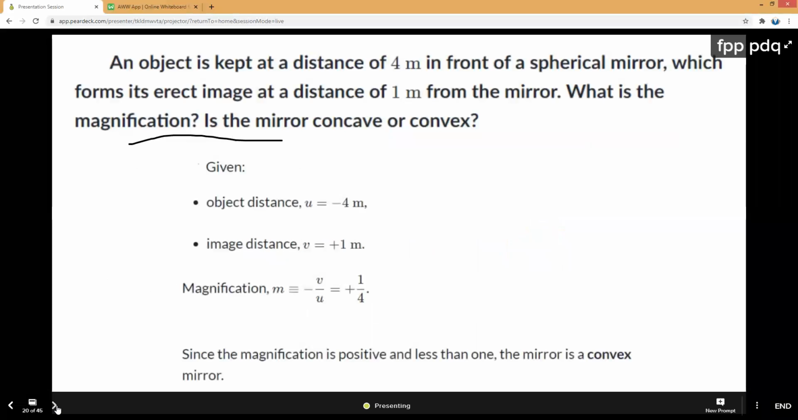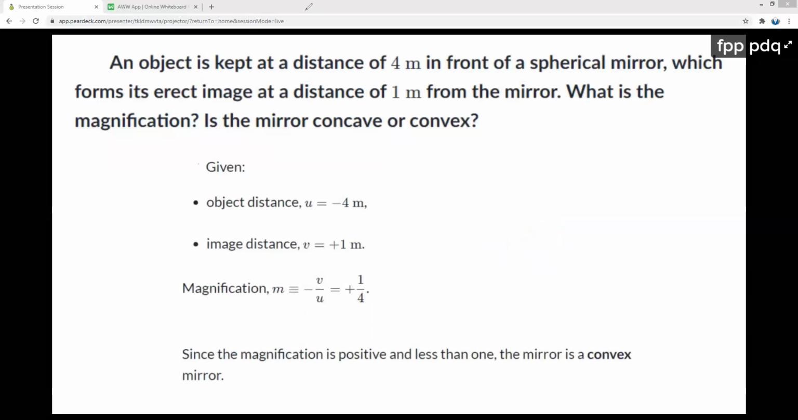So next one. It's a question. So we have two questions. So first one, let me just go through this, okay? So object is kept at a distance of 4 centimeter in front of a spherical mirror. It forms an erect image at a distance of 1 meter from the mirror. So we have to find the magnification. Now for magnification, first of all, you have to check which mirror it is. It's given that it's a spherical mirror, but it's also given that it forms an erect image. So which mirror can it be?